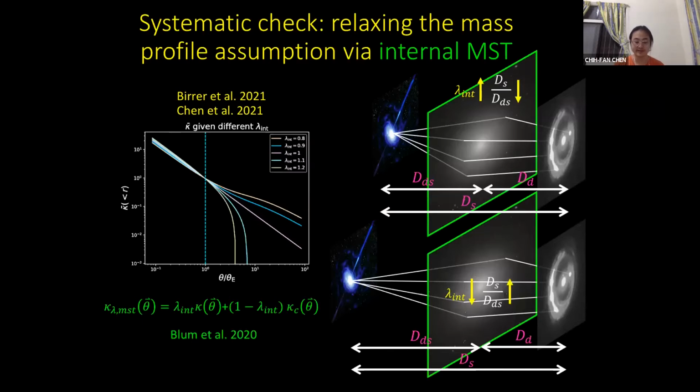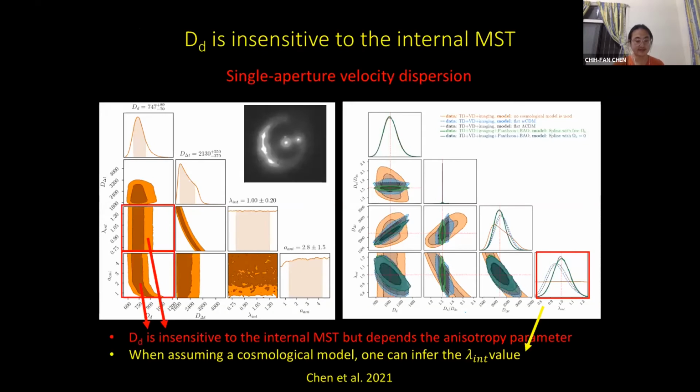The physical picture can be understood from the right figure. In the projected 3D space, with the velocity dispersion information, the distance between the lens and source is degenerate with the lambda_int parameter, which is used to describe the mass sheet transformation. It is unconstrained by the imaging data, while the angular diameter distance of the lens is almost invariant. So basically, it is changing the distance to the source. Again, in the left figure we can see it more clearly. Although D_delta_t is fully degenerate with the internal mass sheet transformation, the D_d is insensitive to it. But D_d slightly depends on the anisotropy parameter, depending on how we observe it, the aperture size, and how we obtain the velocity dispersion.